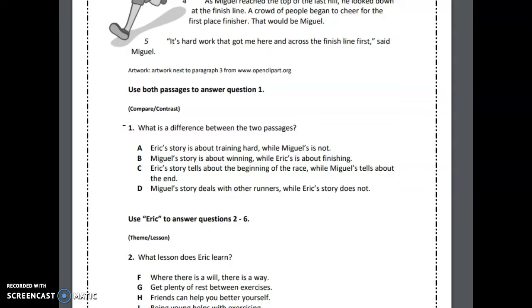Not true, because Miguel told us about his entire race. D, Miguel's story deals with other runners while Eric's story does not. And that's not true, because Eric's story is the one that told us about other runners and Miguel's story did not. So D's not our answer. And we said C is not our answer. So between A and B, B is the one that is the most accurate, because Miguel did train hard. He just wasn't as successful as Eric. So B here is our answer.